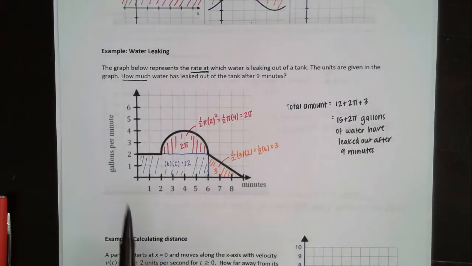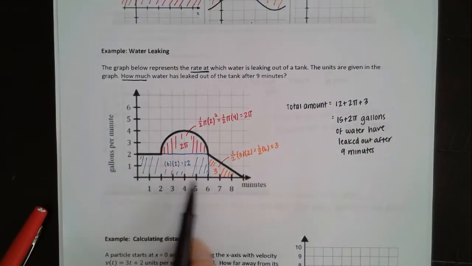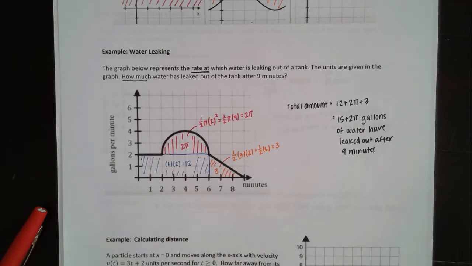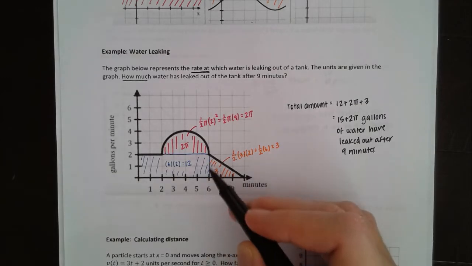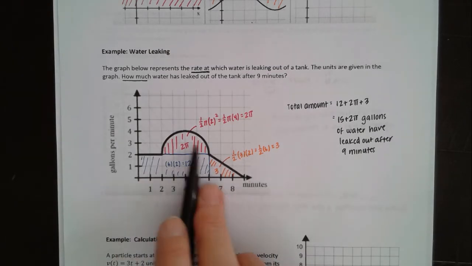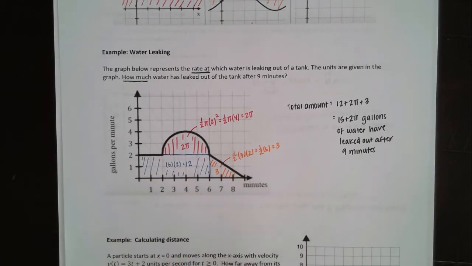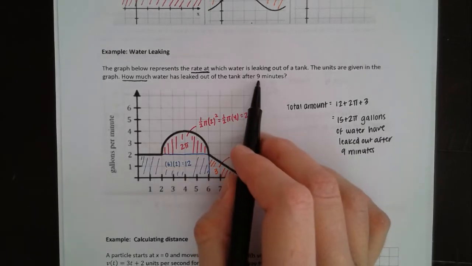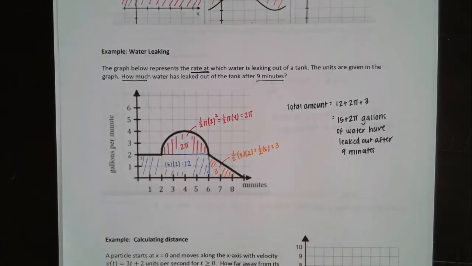So here we were looking for the total accumulation from the time that we're starting to the time that we're ending. So we're just looking for the total area under the curve. If I was just looking for the total amount of water that's leaked out of the tank after 6 minutes, well, then I would just be looking for the area over here with the rectangle and the semicircle, and I wouldn't want to include the triangular region. So it really just depends on what your unit of time would be.